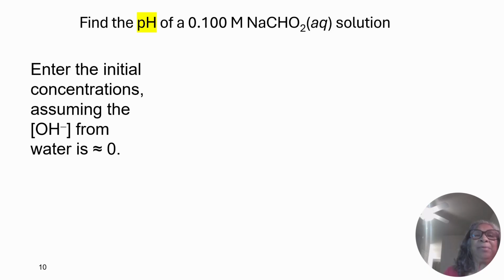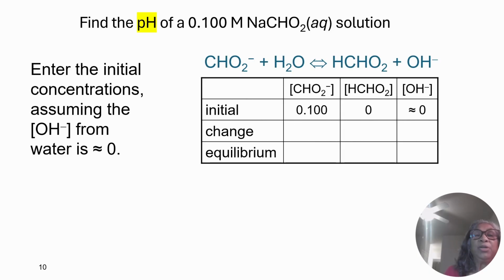In this example, a solution of 0.1 molar of a salt, sodium formate, is given to determine its pH. Because formic acid is a weak acid, a solution of its conjugate base formate should be basic. First, we write the reaction for the anion with water. We don't have the Kb value, so we must construct an ice table for the reaction. We are assuming that there is no hydroxide at the beginning.